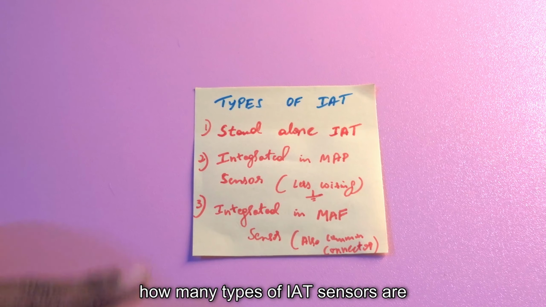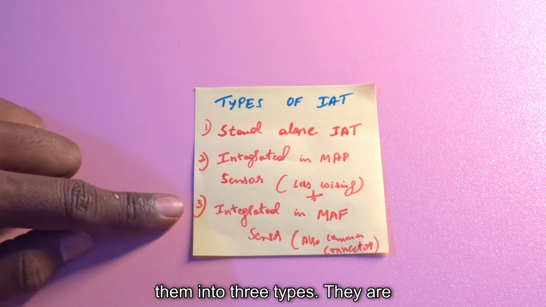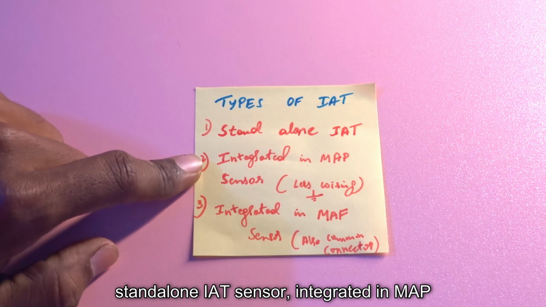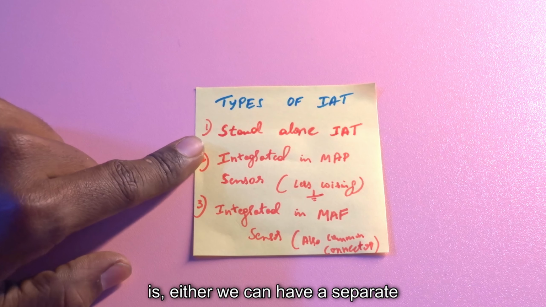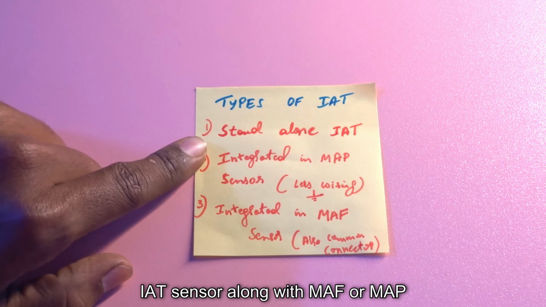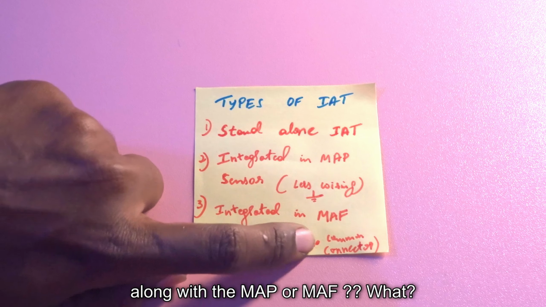Now let's see how many types of IAT sensors are out there. Basically we can classify them into 3 types. They are standalone IAT sensor, integrated in MAP sensor, or integrated in MAF sensor. That is, either we can have a separate IAT sensor along with MAP or MAF, or we can have the IAT sensor integrated along with the MAP or MAF.